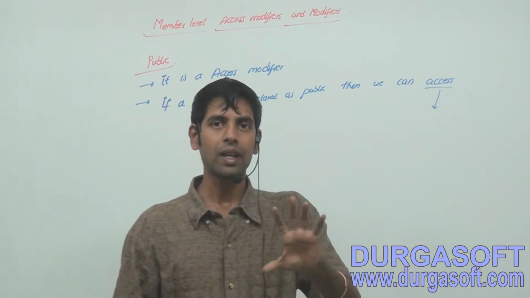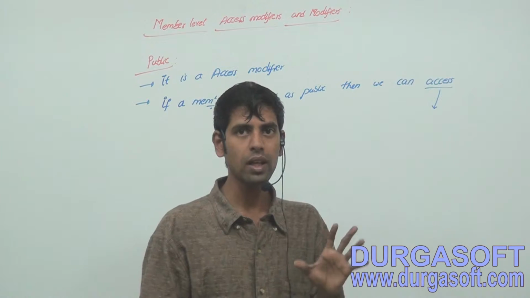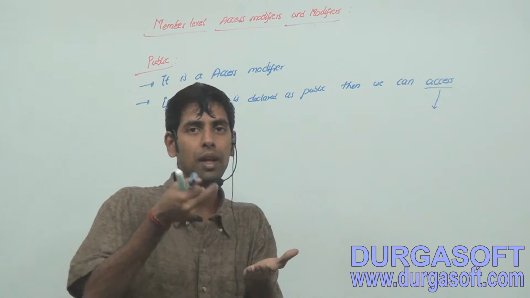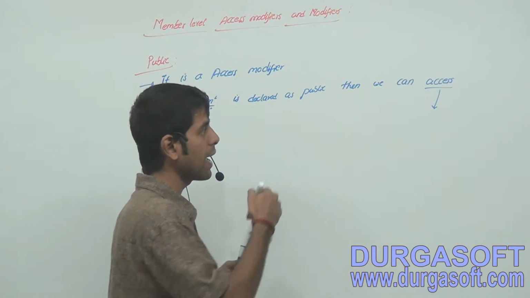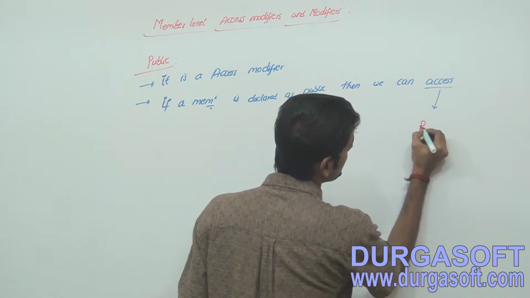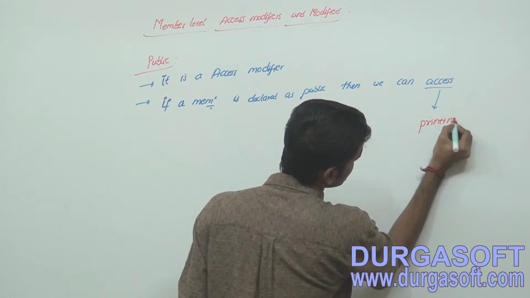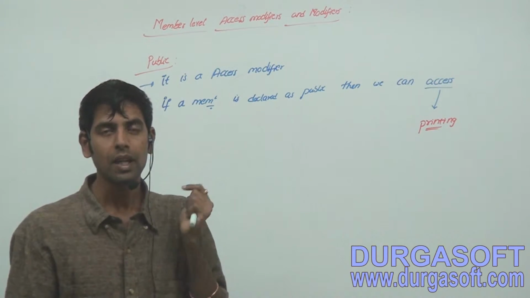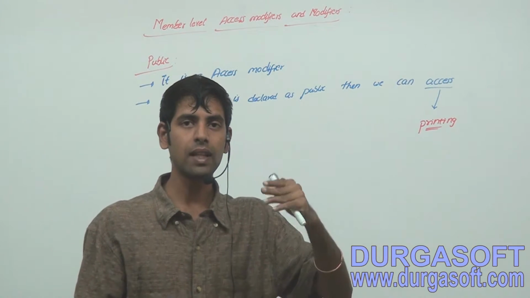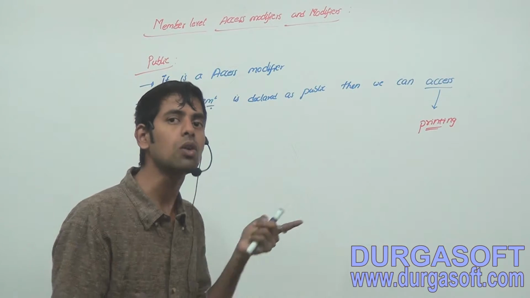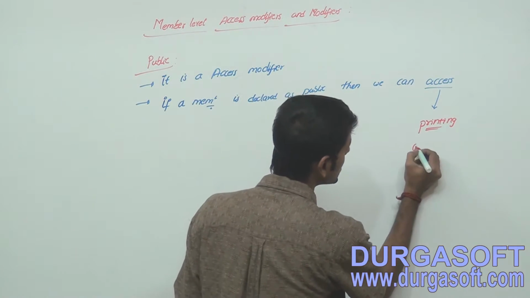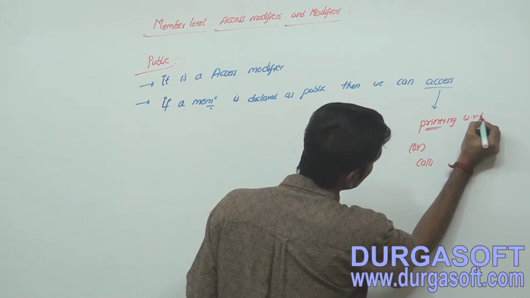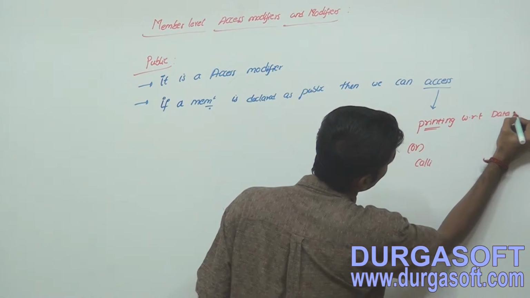If you didn't, please try to update yourself, no issues. We are just updating you. Please observe here. Access means, number one, printing. If you are accessing a data member, it gives the sense of printing. If it is a method, it gives the sense of calling, reusing the method implementation.